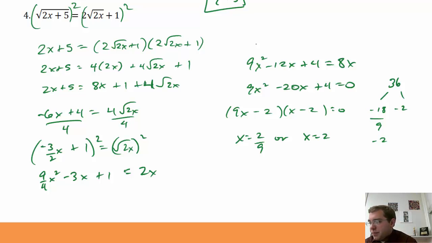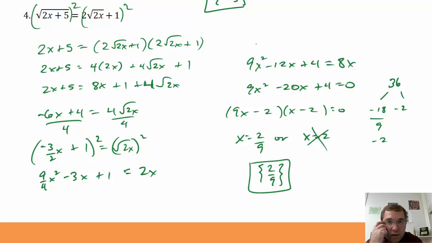I check. And we check the positive 2/9 ends up working. I'll let you check that on your own. The positive 2 ends up not working. So we throw that one out. Our solution set is just 2/9.